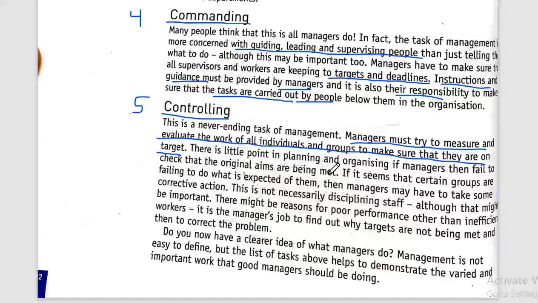So to make sure that all the groups in the work are doing exactly what the manager is expecting them to do. If they are failing to do what is expected from them, then the manager has to take some corrective action. So it's part of supervising, it's part of controlling, it's part of, let's say, evaluating the work and seeing if it's exactly how the manager expected or not.